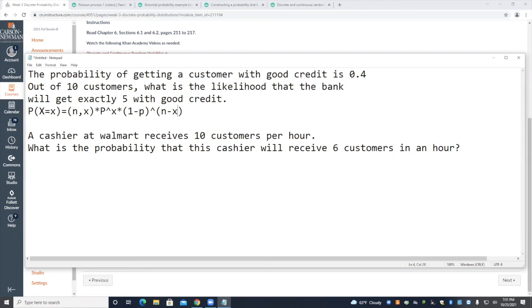Why is there a p to the power x term? Raise your hand if you can answer the simpler one. Why is there a p to the power x term? Anybody? Okay.